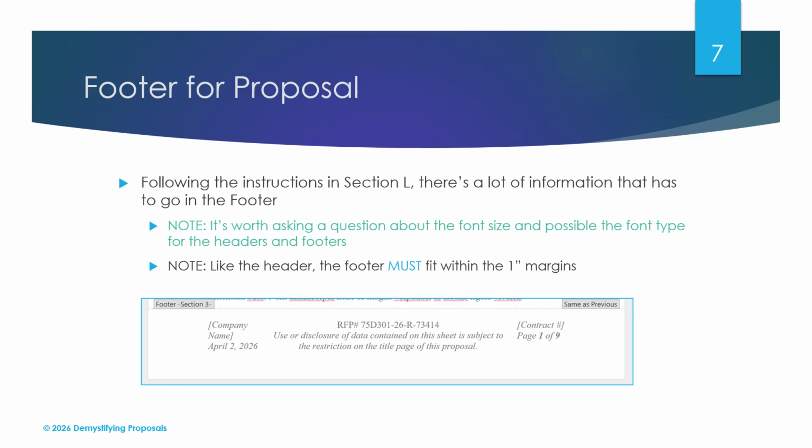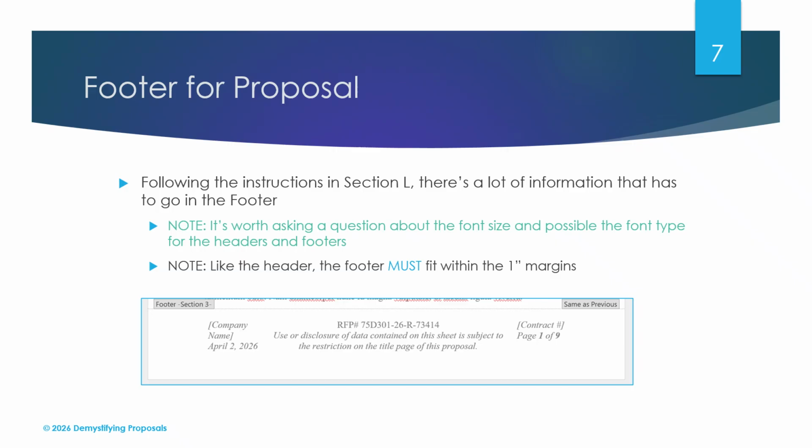You want to have your disclosure statement on every page of the document. So that's the use or disclosure of data contained on this sheet is subject to the restriction on the title page of this proposal. Again, that language comes right out of the FAR. It's very important that you have that on every page of your proposal to protect your intellectual property.